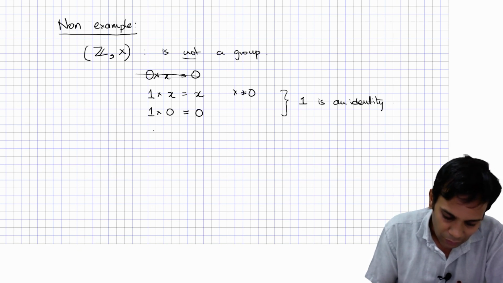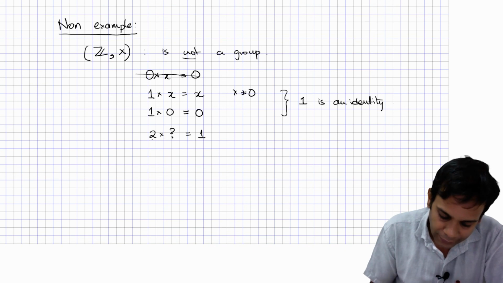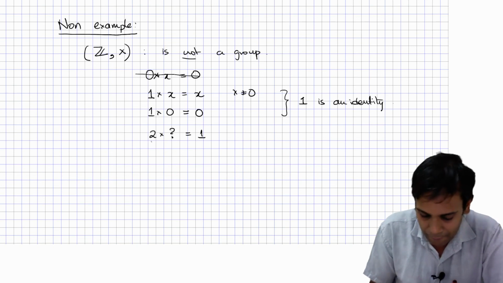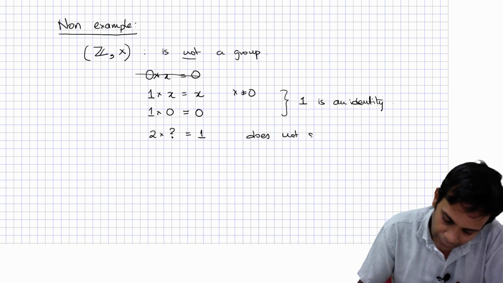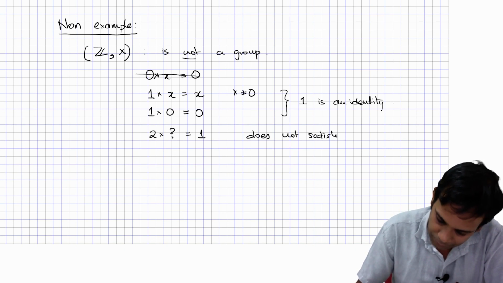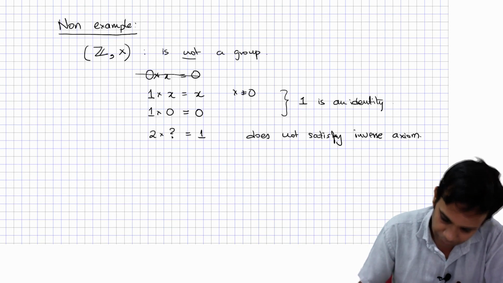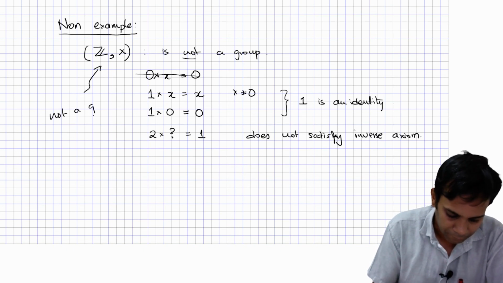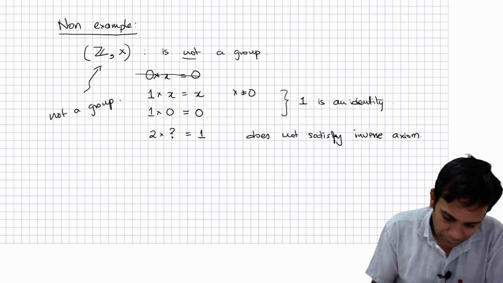Okay, but inverse. So let's look at inverse. So what is the inverse of 2, for example? So 2 times what is equal to 1? Well, there is no integer which if you multiply by 2 you will get 1. There is a rational number, but there is no integer which if you multiply by 2 you will get 1. So it does not satisfy the inverse axiom. So this is not a group.